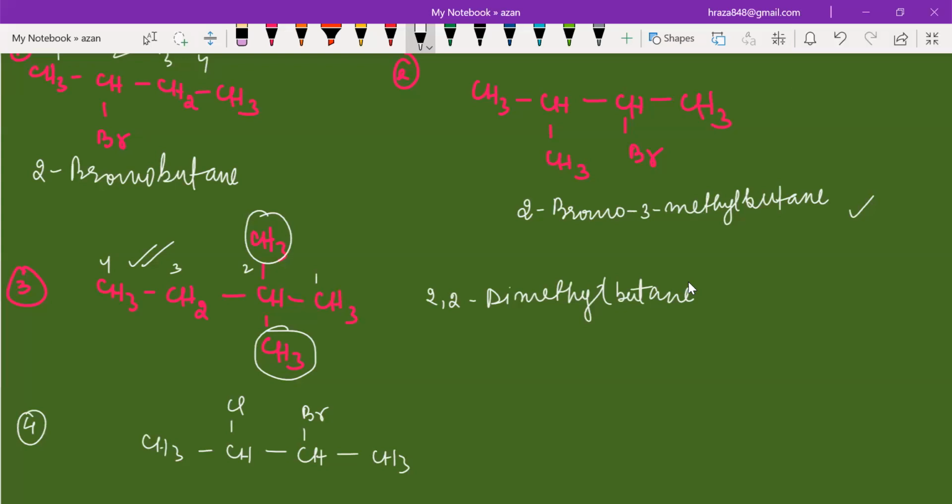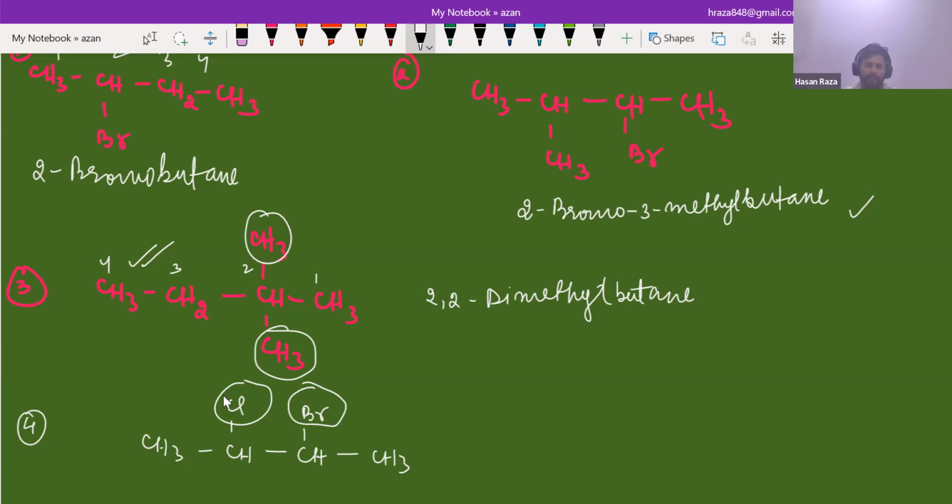Sir, is it 2-bromo and 3-butane? Why did you leave this one? There are two branches, no? Bromine as well as chlorine. Sir, it will be chlorobutane, right? No, first you are going to write 2-bromo and then 3-chloro and then butane comes.